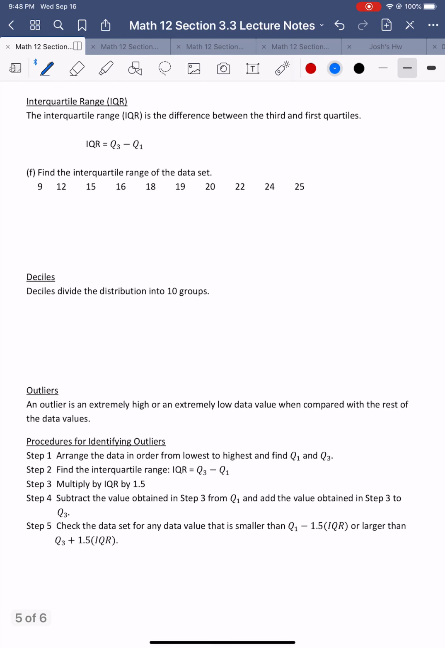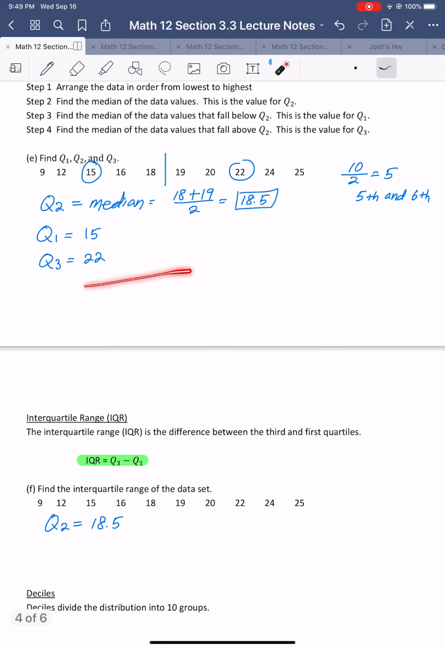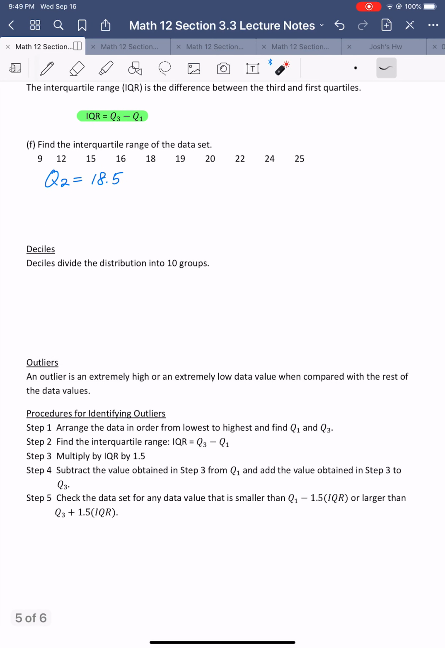Now, the interquartile range, IQR, is the difference between the third and first quartile. So this is the formula. Find the interquartile range of the data set. We are using the same data, right? Q2 was 18.5 from the previous problem, because it's the same data values. Q1 is 15, and Q3 was 22. So to find the interquartile range, you subtract 22 minus 15, which is going to be 7.